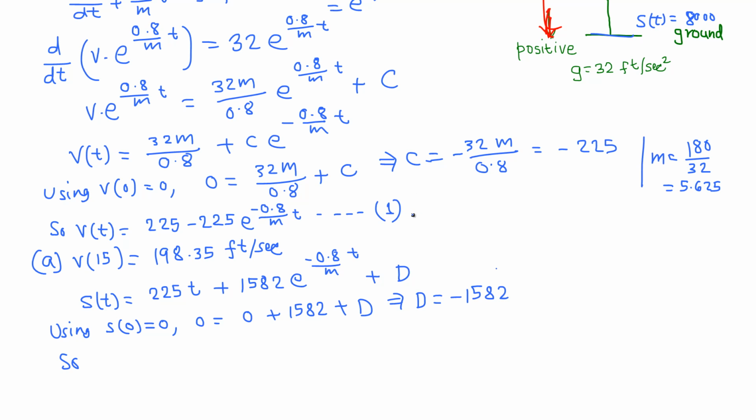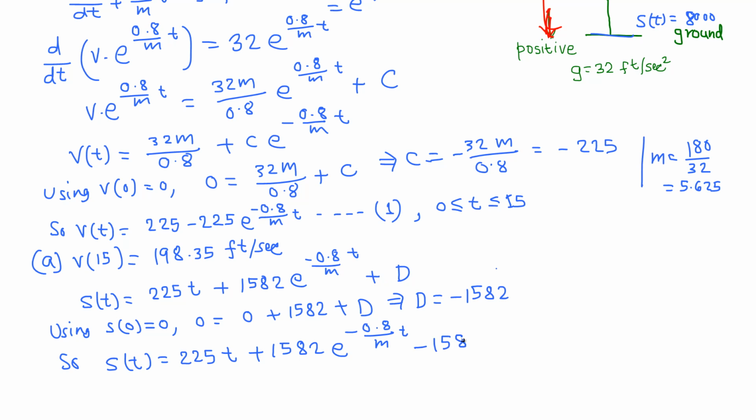For equation 1, you can say this is valid for time starting 0 to 15, not forever. And plug in d into here, so s(t), the height, is 225t plus 1582 e raised to negative 0.8 t over m. m is 5.625, or 180 over 32. But let's write mt plus d. d is negative 1582. That's equation 2 for future reference. And this is valid for the first 15 seconds.